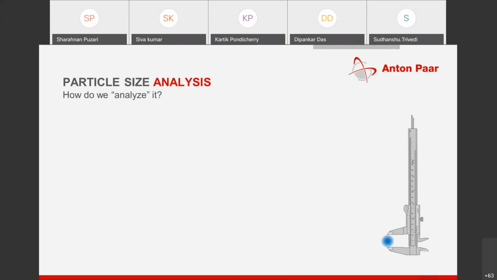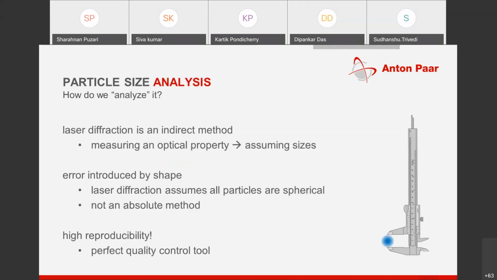As I told you, laser diffraction is an indirect method. Not only laser diffraction, many methods are indirect methods. So what we do is measure an optical property and assume its size. Error may be a problem in this case.